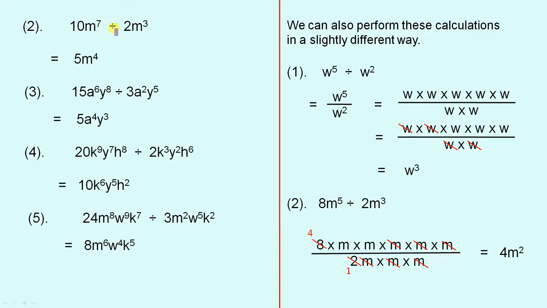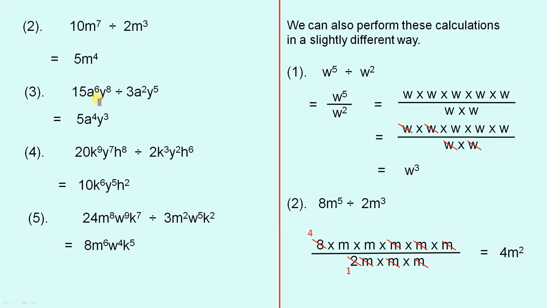10m to the power of 7 divided by 2m to the power of 3. We divide the coefficients. Remember, they're numbers that come at the beginning of the terms. 10 divided by 2 is 5. However, for the indices, we subtract the indices because of division. So that's 4, and the base is the same.